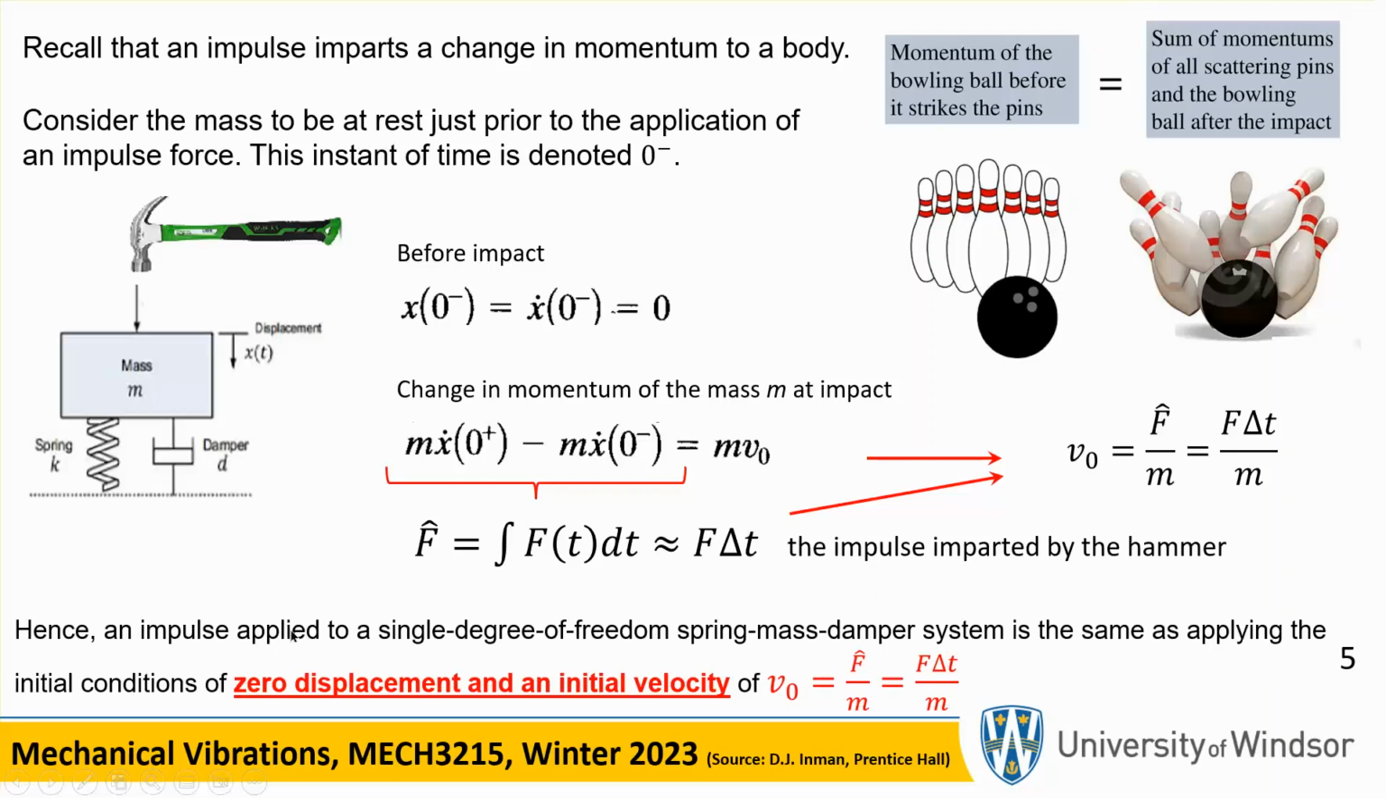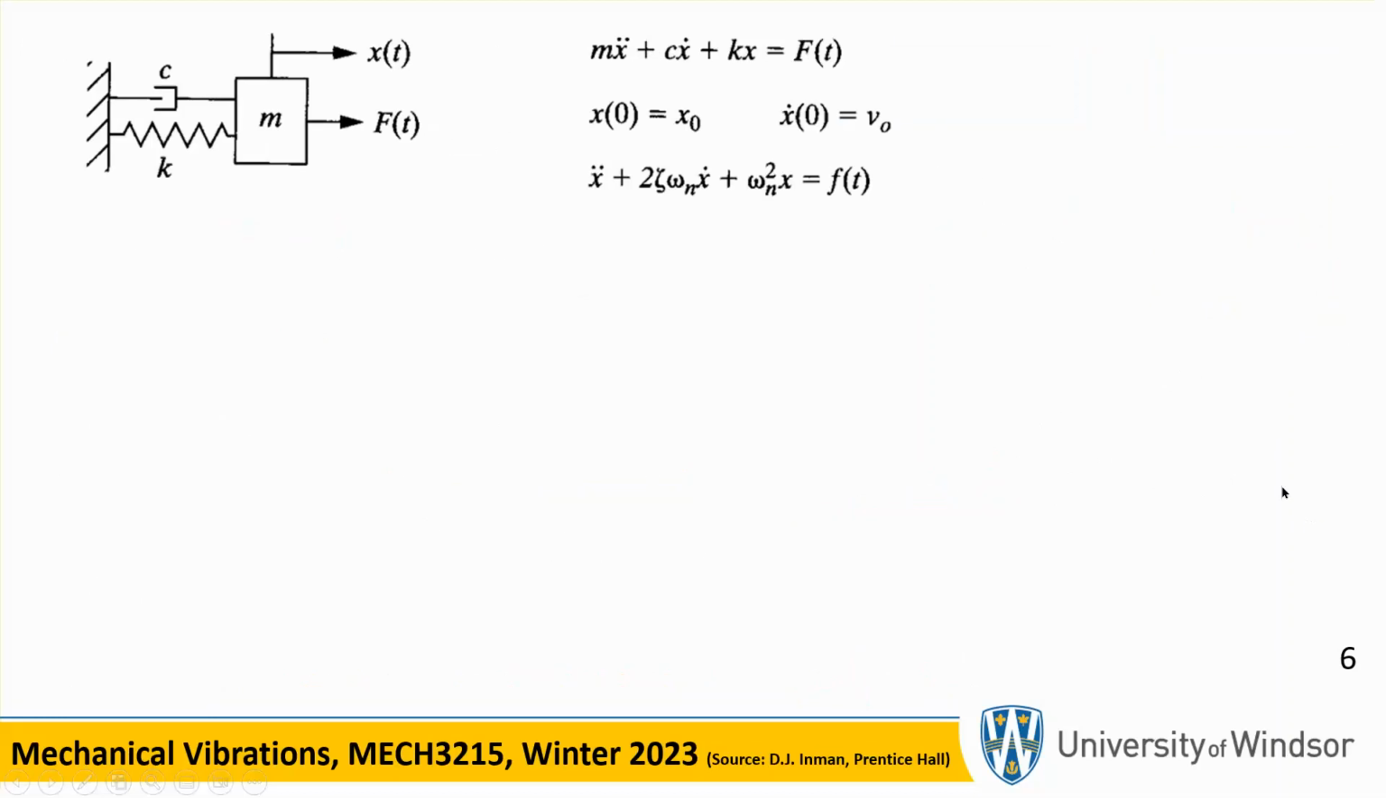Hence, an impulse applied to a single degree of freedom spring mass damper system is the same as applying an initial condition of initially no displacement, but an initial velocity which comes from that expression. So what I just read to you is precisely what it's saying here. Okay, so let's see now.